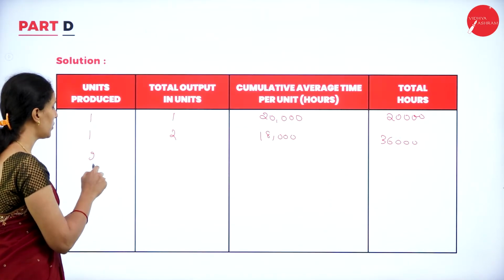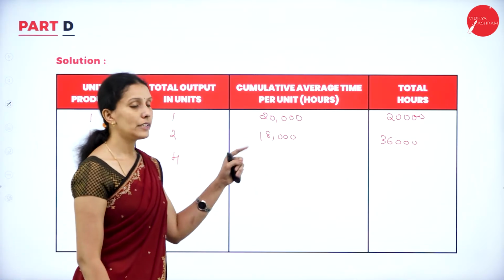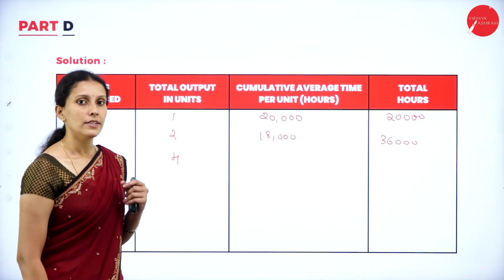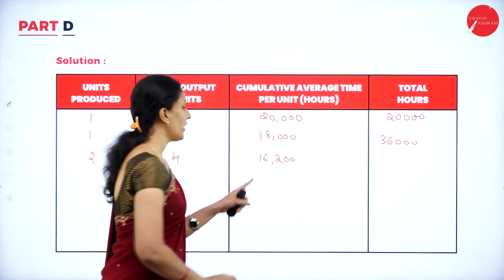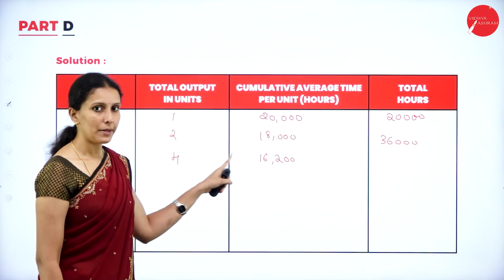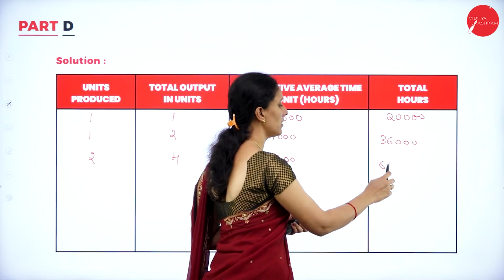Next we take 2, so the total output will become 4. Now again 90% of 18,000, that is equal to 16,200. Now we have 4 units here, so multiplying by 4, the value will be equal to 64,800.